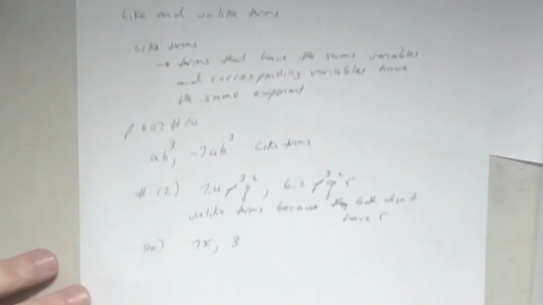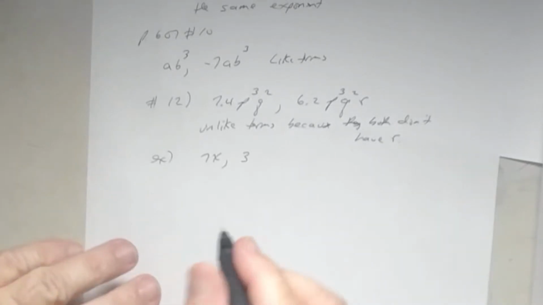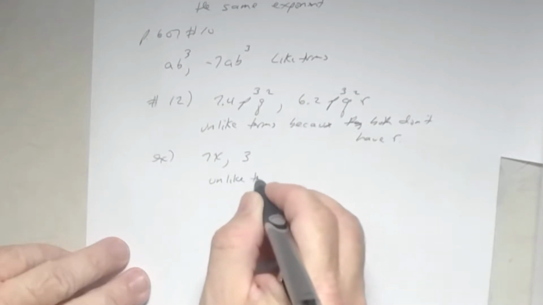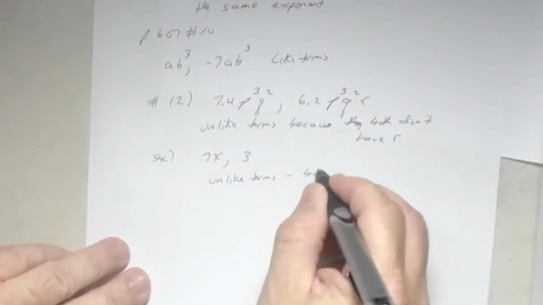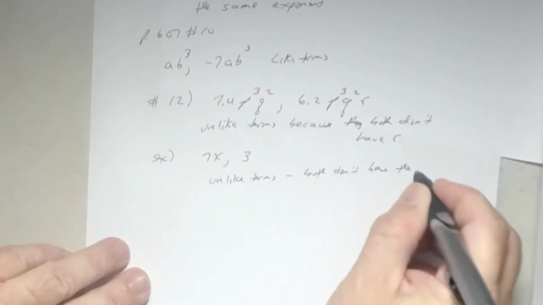All right, so 7x, comma, 3. Yes or no? No. Why not? Because it doesn't have enough. Because they both don't have x, right? So they both don't have the variable x.